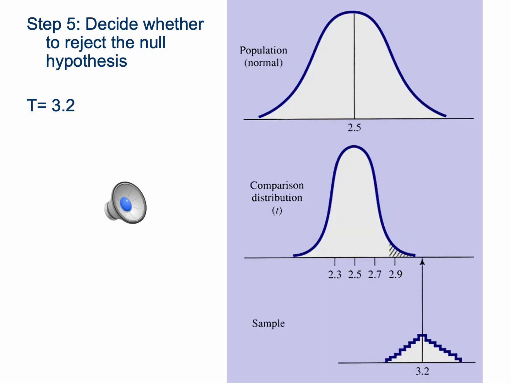Here you see the situation depicted graphically. Up there we have the population distribution with its mean of 2.5. Now we've estimated the variance from the sample down below, but the population distribution looks like that. Now the comparison distribution, the t-distribution, is going to be narrower. Remember, a distribution of means is going to be more constrained in its variance than the population it comes from. So that's going to be narrower, but the mean is the same. So they both have a mean of 2.5.